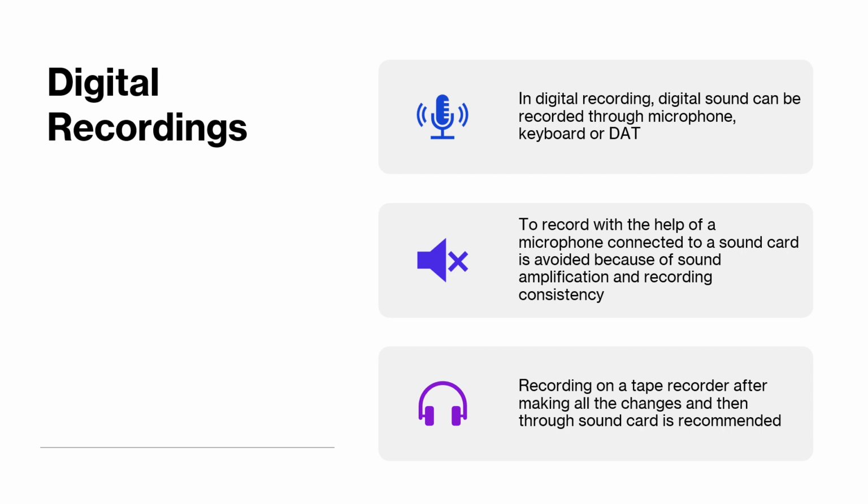This statement is suggesting that recording directly into a sound card using a microphone is not recommended due to the potential issues with sound amplification and recording consistency. Because of that, it is most of the time recommended to first record on a tape recorder and then transfer that recording onto a computer through a sound card.